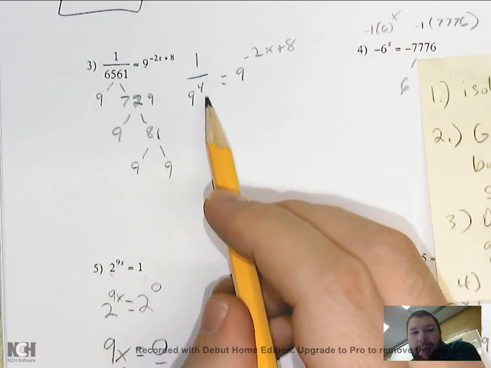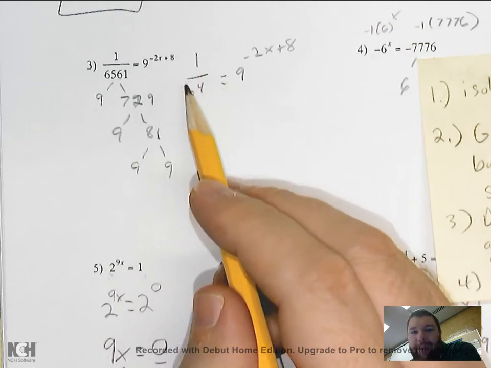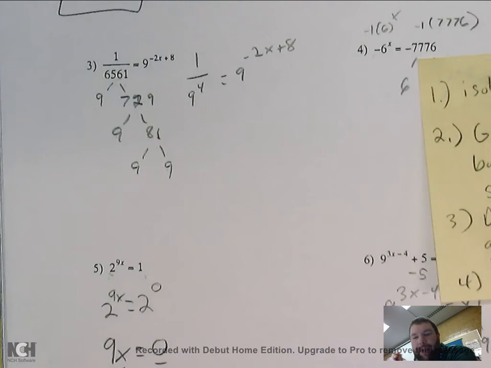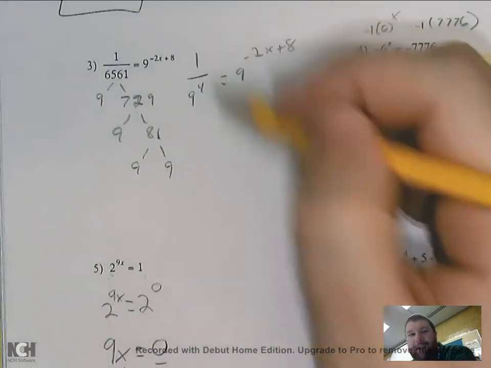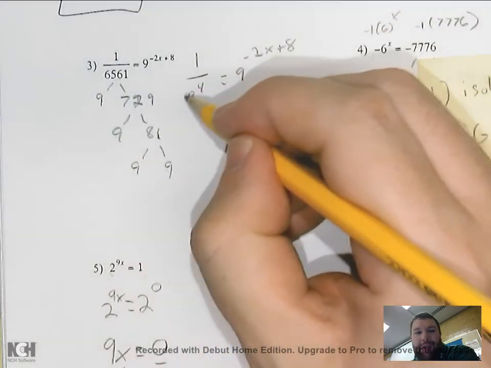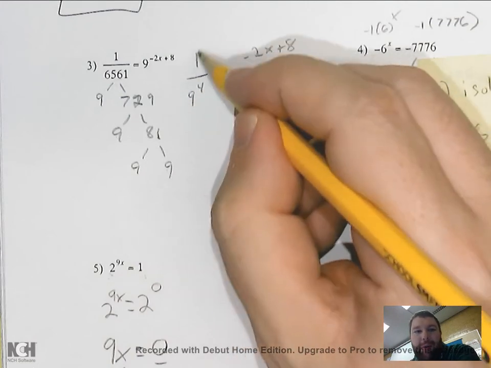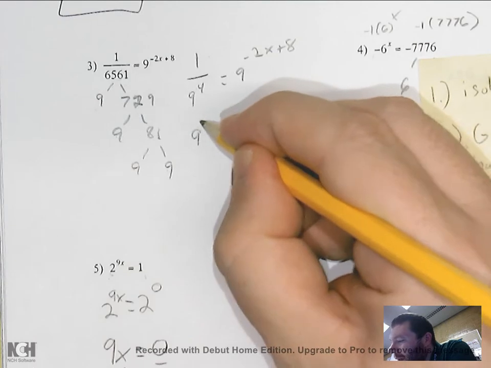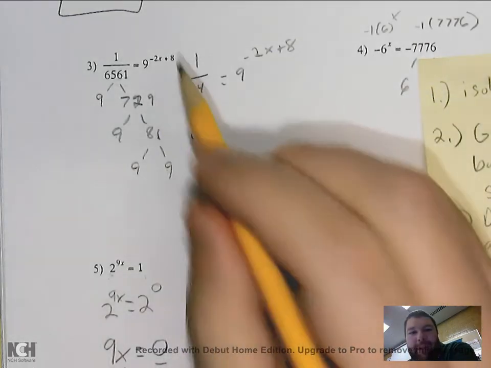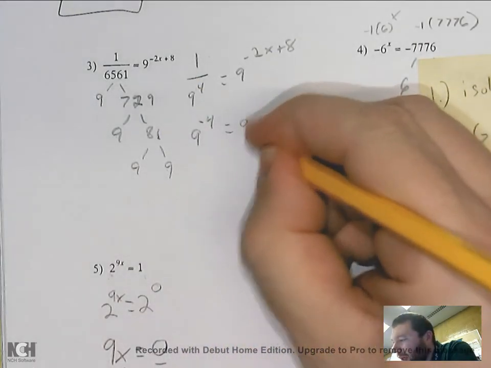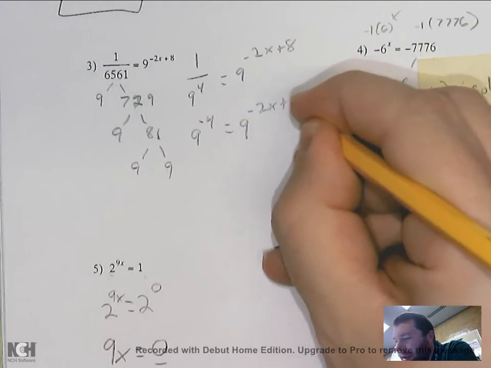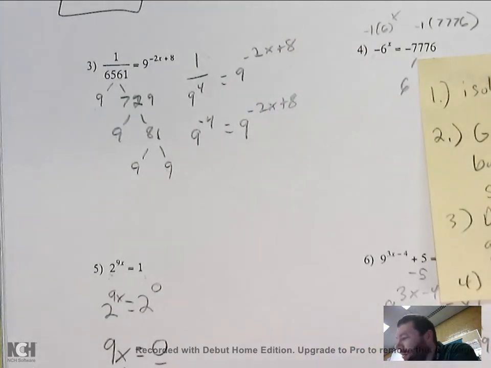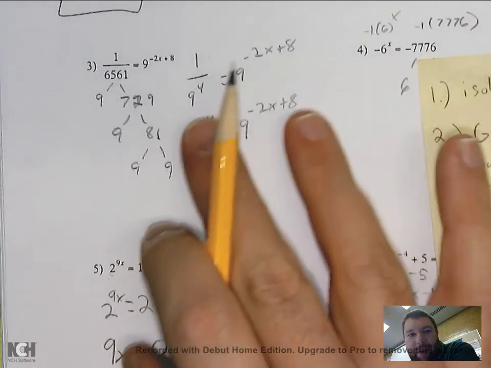Still not quite the same base though, right? Because this is a fraction. So there's that rule with exponents that if you flip across the fraction bar, you just change the sign of the exponent, right? So if I want this to go upstairs, I just change that positive 4 to a negative 4. So it becomes 9 to the negative 4 is equal to 9 to the negative 2x plus 8. Now our next step is to drop the bases, set the exponents equal to each other.